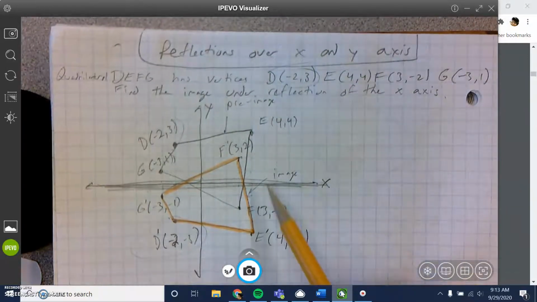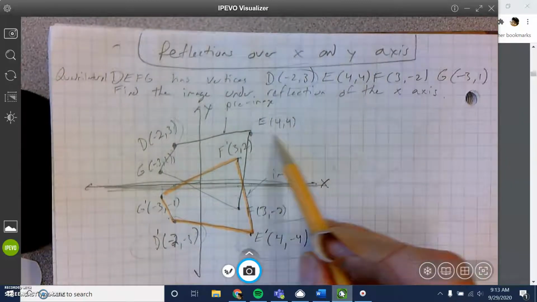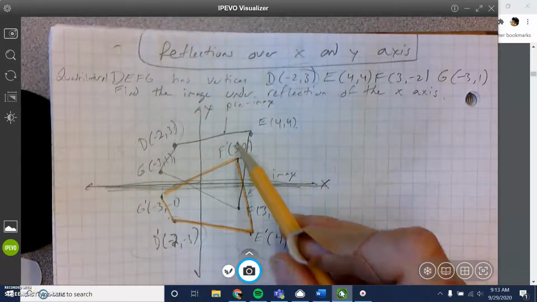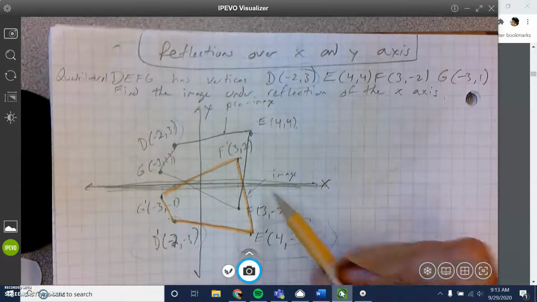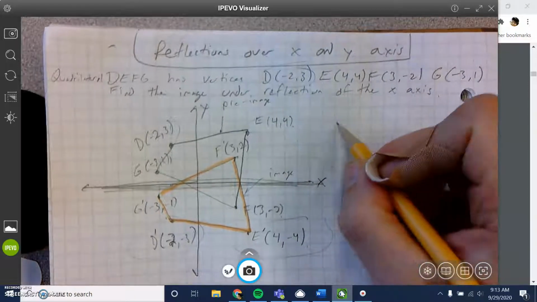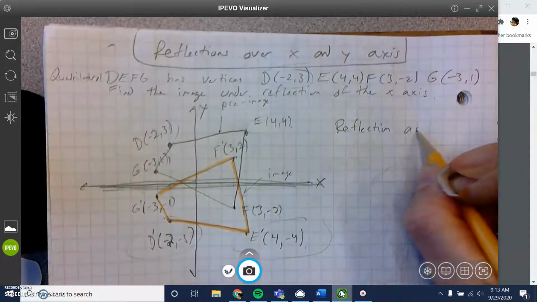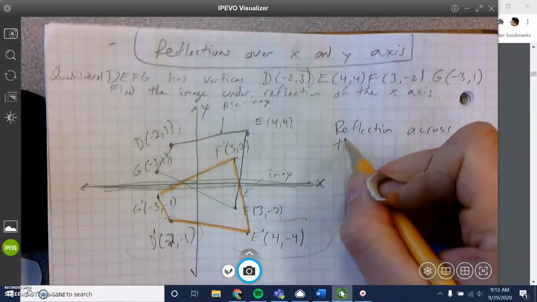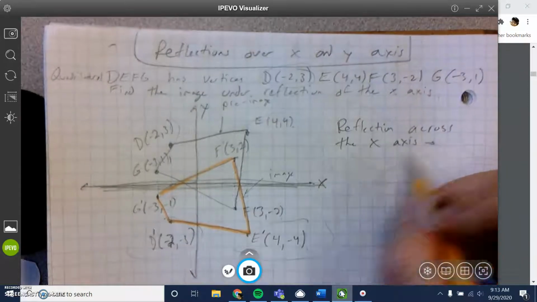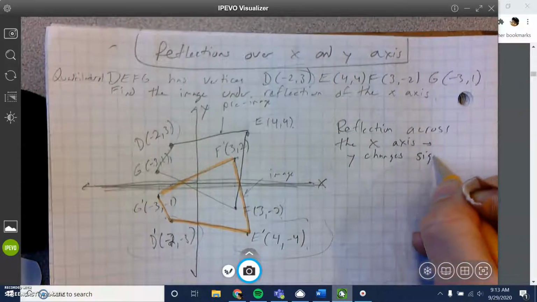So is there a pattern? Yeah. So you see E and E prime. What's the difference? You see F and F prime, what's the difference? Does the X change? No. But the Y changes signs. So, reflection across the X-axis, the Y changes signs. That's what I just noticed.